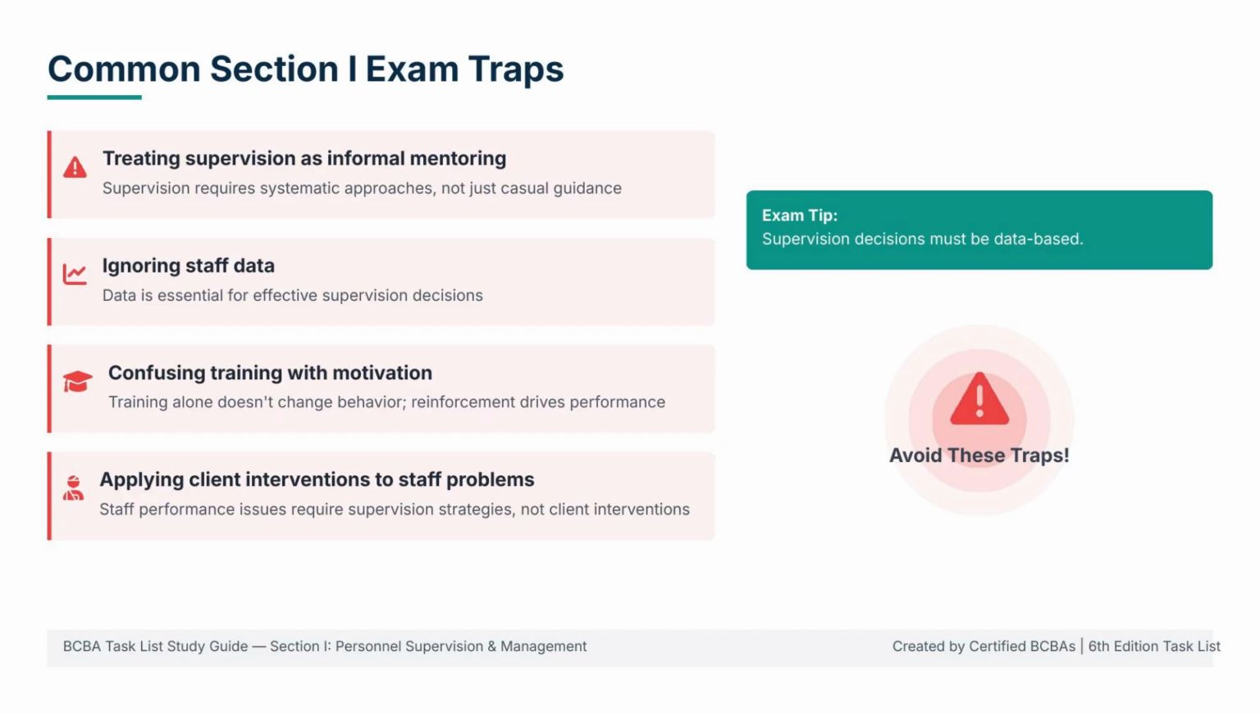Common Section 1 exam traps include treating supervision as informal mentoring and ignoring staff data. Another frequent mistake is confusing training with motivation. Applying client interventions to staff problems is also incorrect. Supervision decisions must always be data-based.